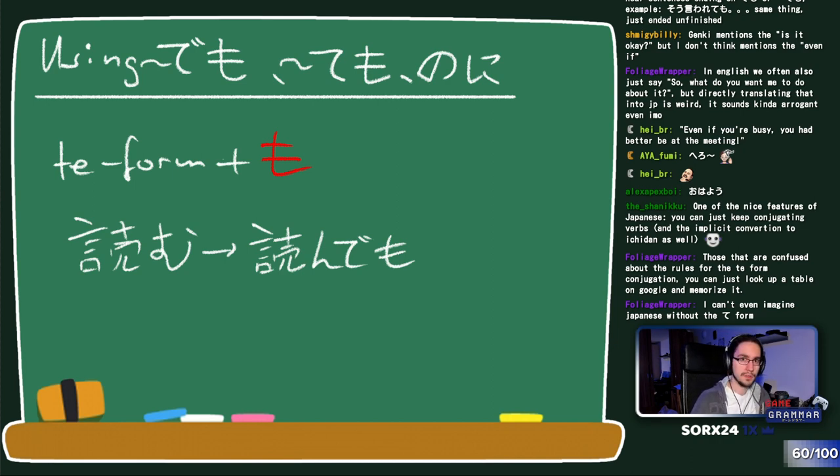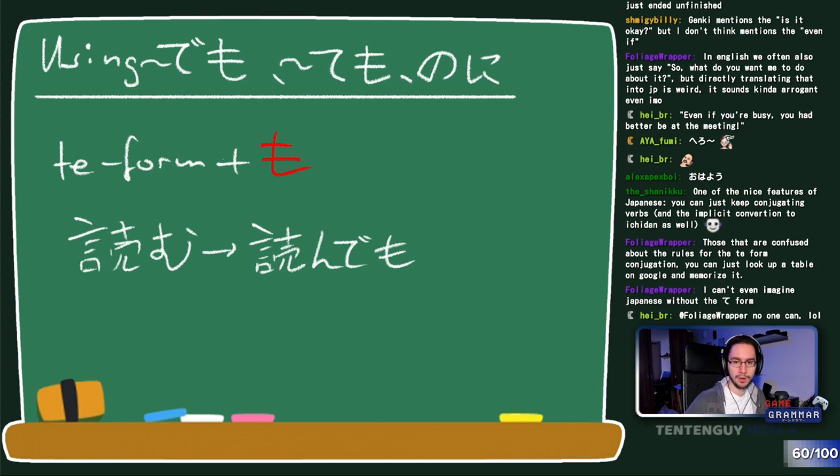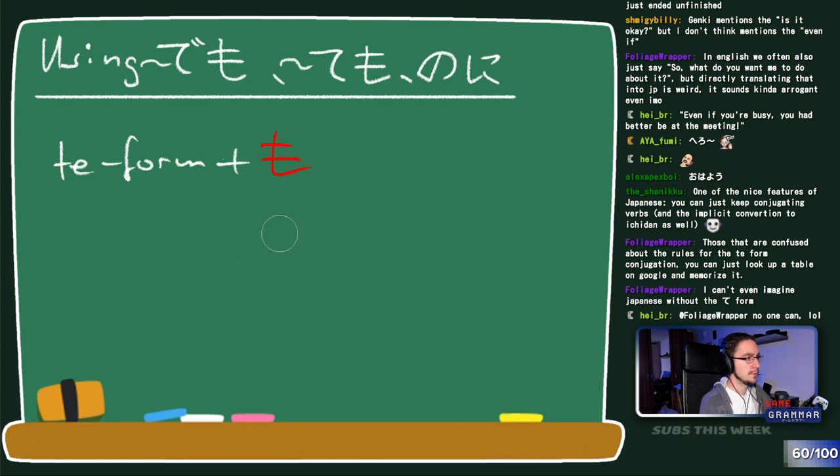And we've talked about many auxiliaries that rely on the te form as well. Like te iku, te kureru, te morau, all of these things. That's why it's so important. And people tend to be, at first, like, it's very easy. Then they may get confused and then later they see how useful it is, or how nice it is, I think. That's generally how it was for me.